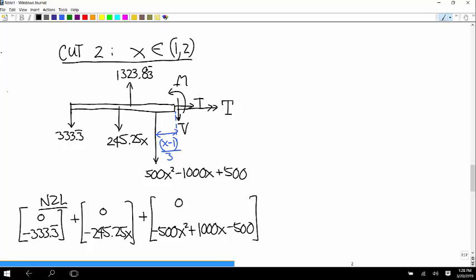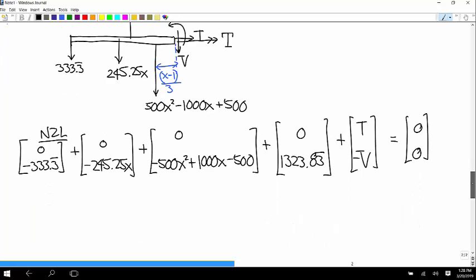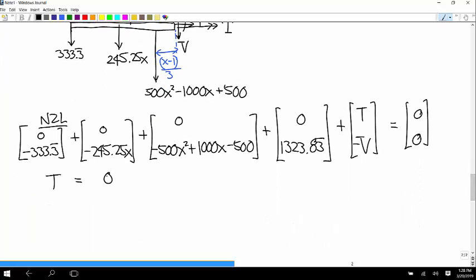That's a very easy place to get mixed up. Then we have plus t0 minus 0 negative, plus 0 negative v. I'm going to combine these into one, so t minus v, that's fine. They're happening at the same point, and those are equal to 0. So plus 0, 1323.83 repeating, plus t negative v, is equal to zeros. T is equal to zero.